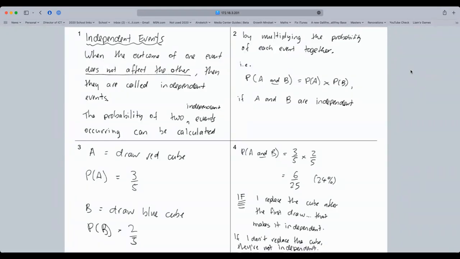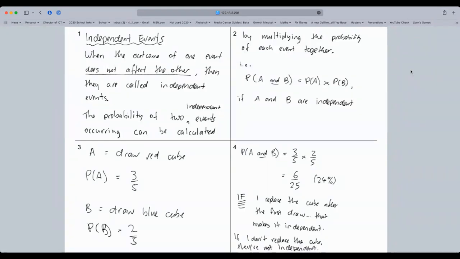Any questions? Yeah. So if up there it's 3 out of 5 and 2 out of 5, and if it's 3 out of 5 and 2 out of 4, would that still be okay? It would be absolutely okay because you've modified B, which is draw a blue cube, to denote that this is in the second stage now.